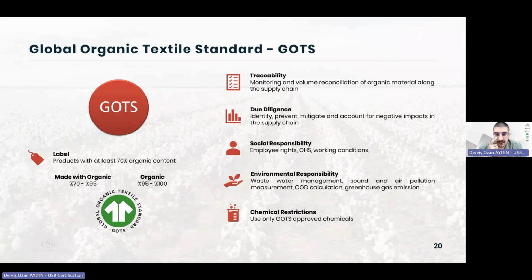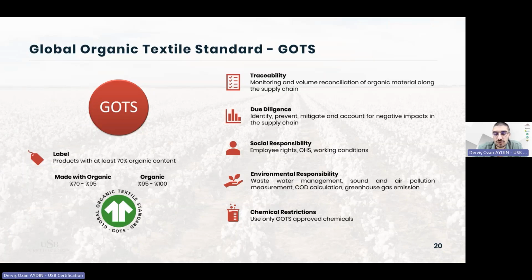About chemical restrictions, it's a bit different from GRS. Under GRS, we were checking the restricted products, actually the hazardous amounts, but under GOTS, GOTS clearly gives us the GOTS approved chemicals directly. So if the chemicals are not under the GOTS approval, we can't use these chemicals under the GOTS program, GOTS standard. About labeling GOTS, products with at least 70% organic content can be certified under GOTS.